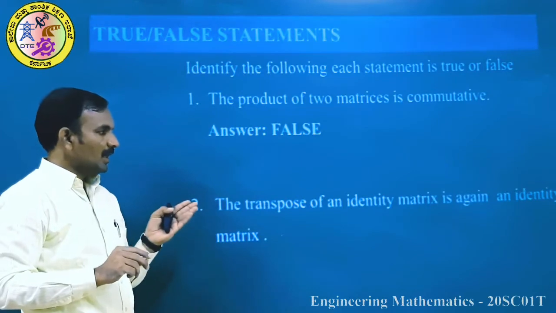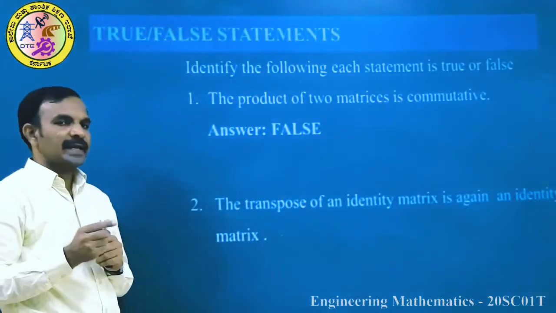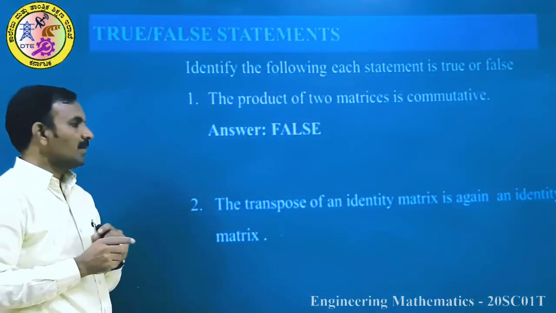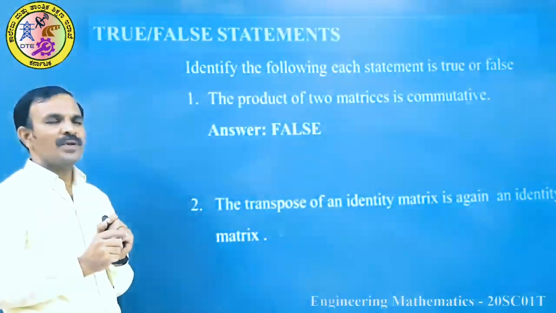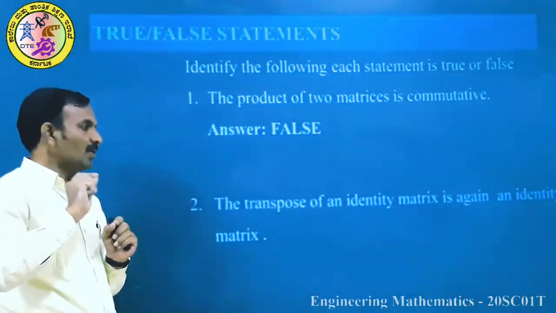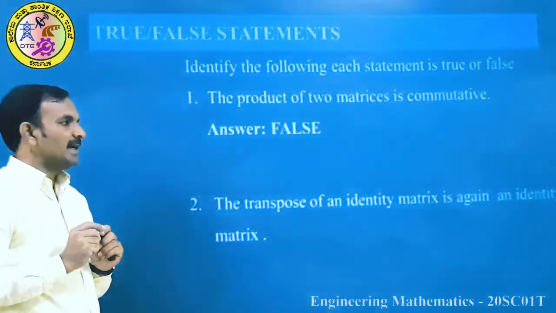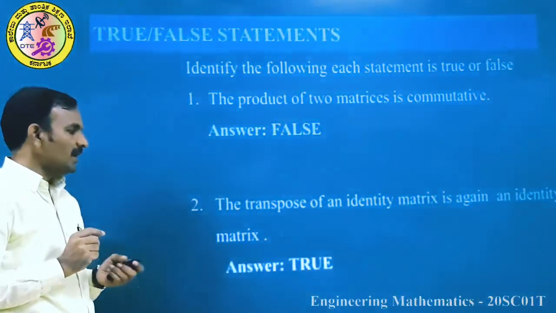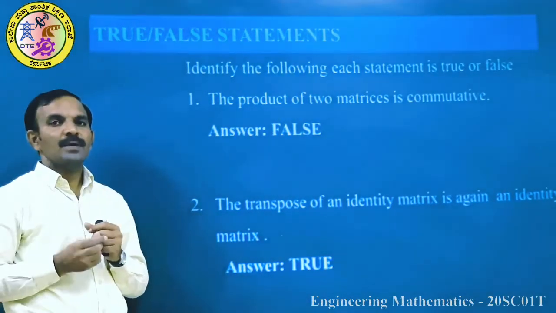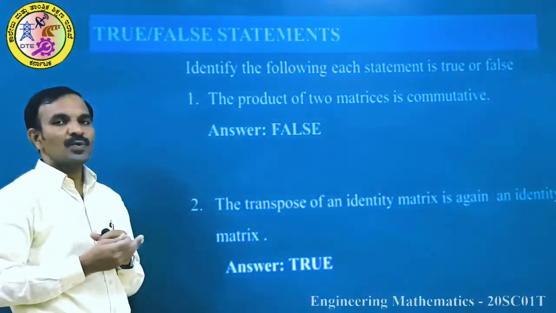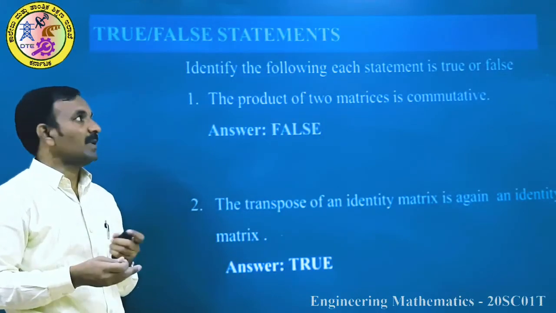Second one, the transpose of an identity matrix is again an identity matrix. If you take an identity matrix, if you change rows into columns or columns into rows, definitely we are going to get again an identity matrix. Therefore, it is a true statement. These are the two examples on stating whether it is a true or false statement.